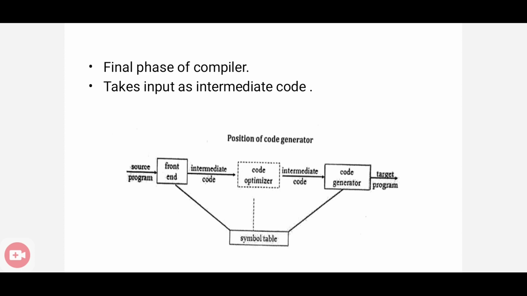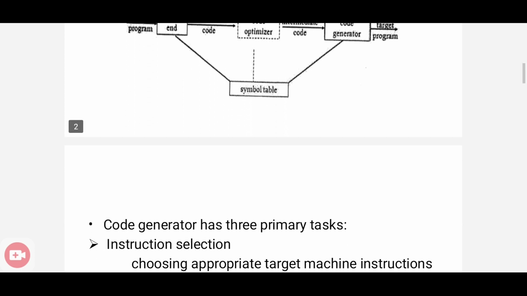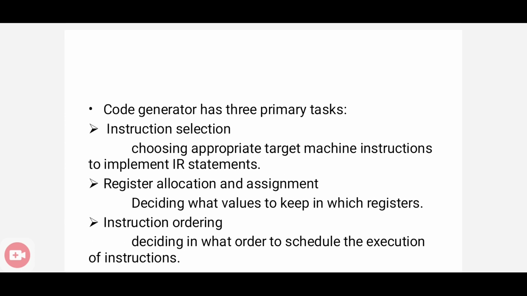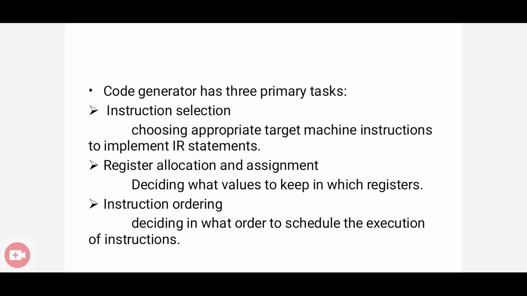Okay. So code generation is the final phase of a compiler. It takes intermediate code as input and it produces target code as output. The code generator has three primary tasks. One is instruction selection, second is register allocation and assignment, and the third is instruction ordering.